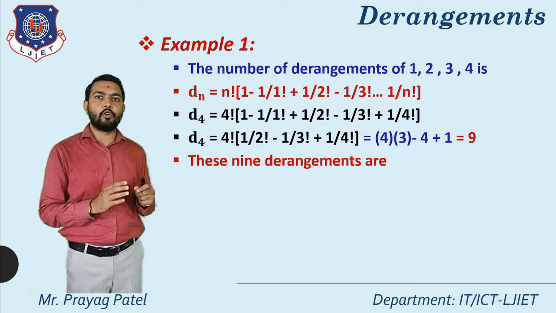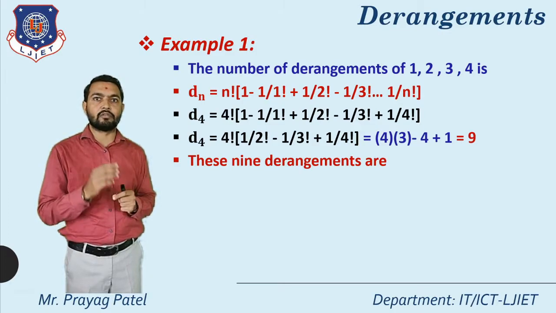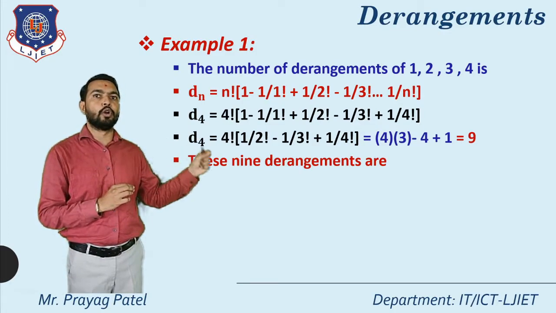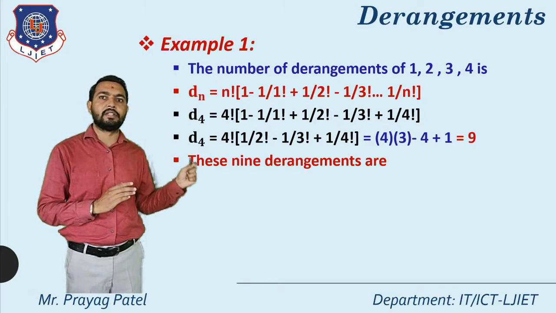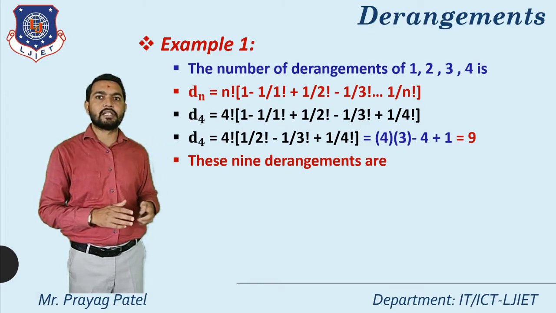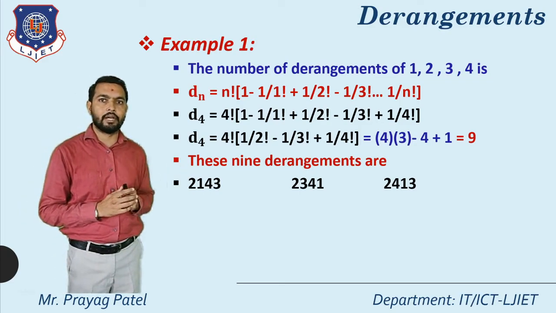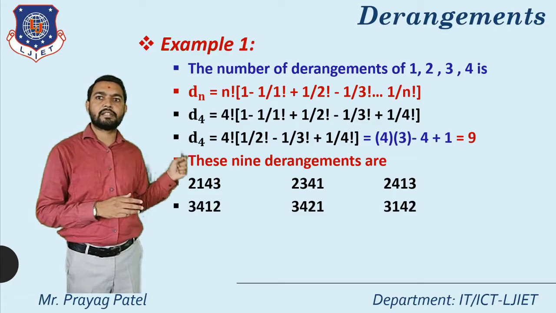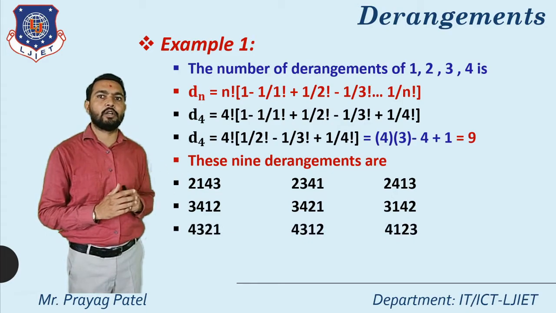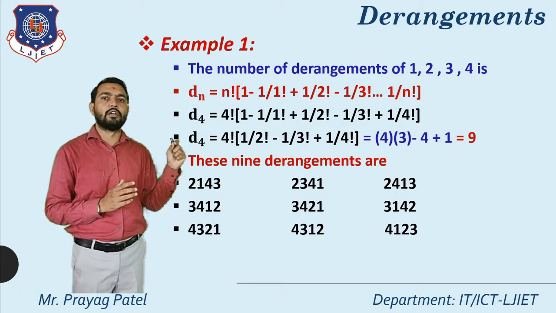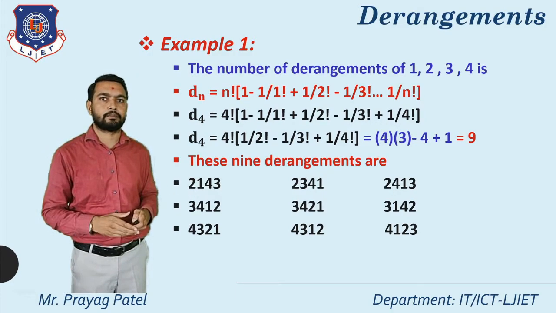That means if we want to arrange these 4 numbers 1, 2, 3, 4 according to dearrangement, that means no number occupies its original place, then how many possible ways are there? This is considered as 9 ways. So these 9 dearrangements are like this: 2, 1, 4, 3; 2, 3, 4, 1; 2, 4, 1, 3. Another is 3, 4, 1, 2; 3, 4, 2, 1; 3, 1, 4, 2. Next one is 4, 3, 2, 1; 4, 3, 1, 2; 4, 1, 2, 3. So these 9 are considered as the dearrangements for 1, 2, 3, 4.